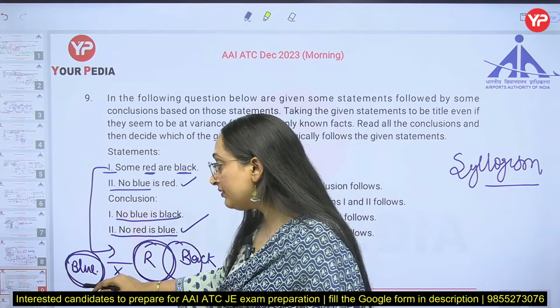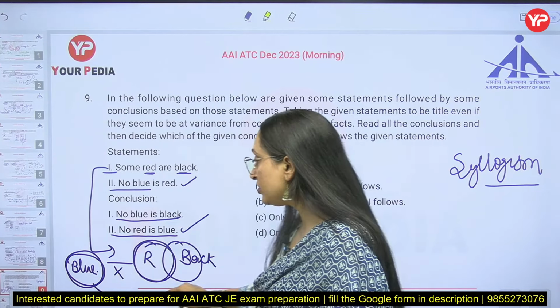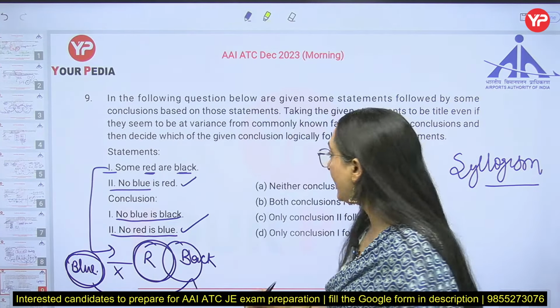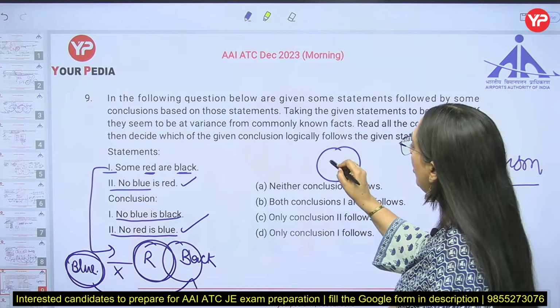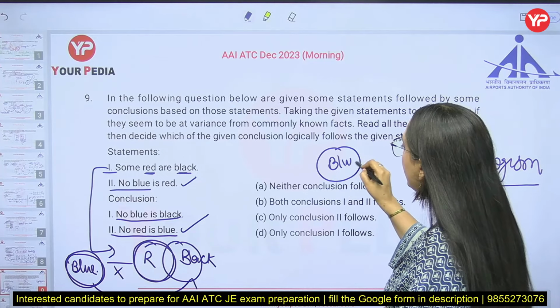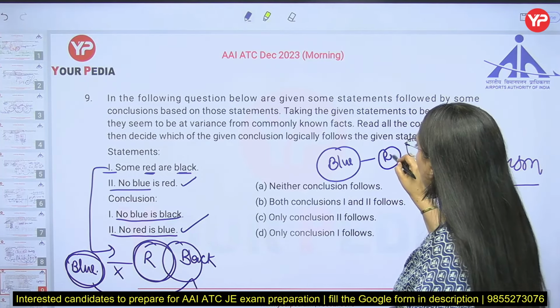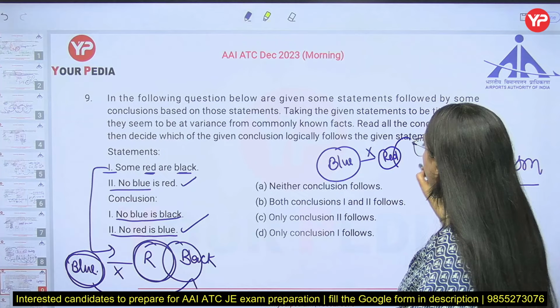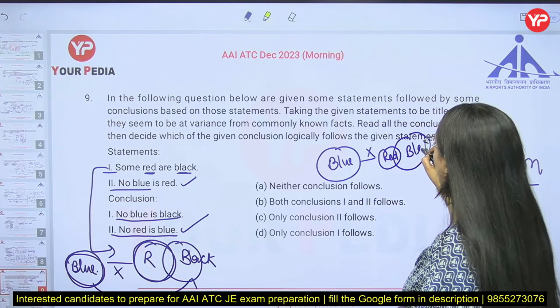Now, he is saying that no blue is black. So, there is no direct relationship given between blue and black. See, he is saying that no blue is red and some red are black.